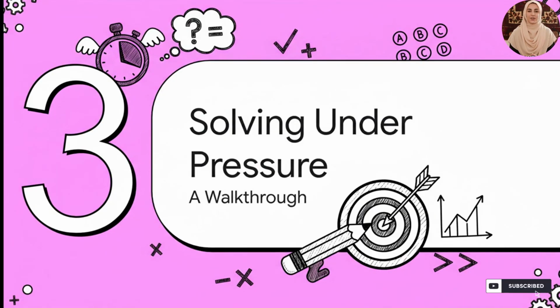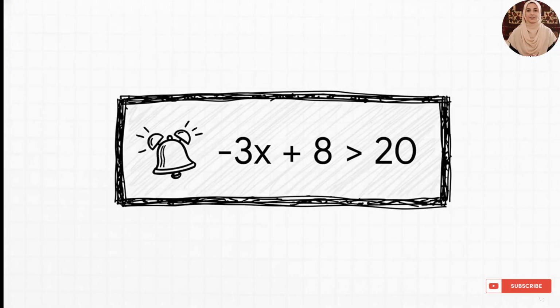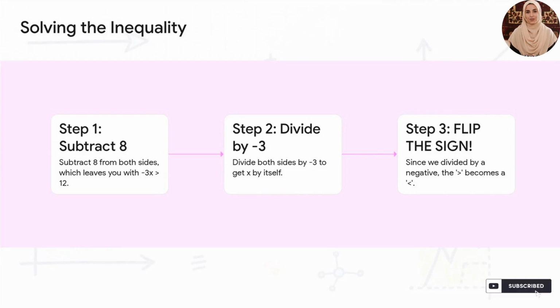All right, enough theory. It's great, but let's see this thing in action. We're going to walk through a classic ACT problem, putting all our rules to the test, just like you're going to do on exam day. Okay, here's our problem. -3x plus 8 is greater than 20. See that little negative sign stuck to the x term? That should be like a little alarm bell going off in your head, a little warning sign telling you to be careful. Let's walk through it together.